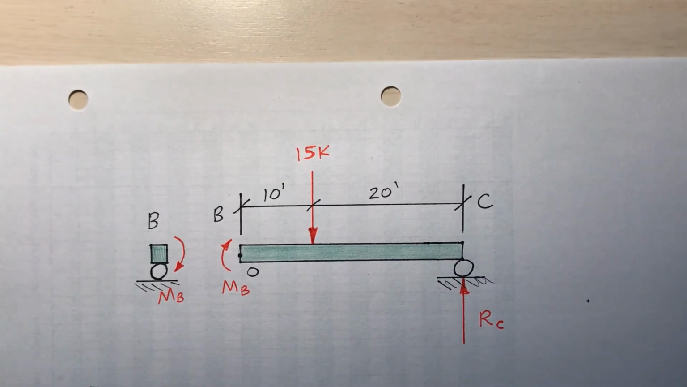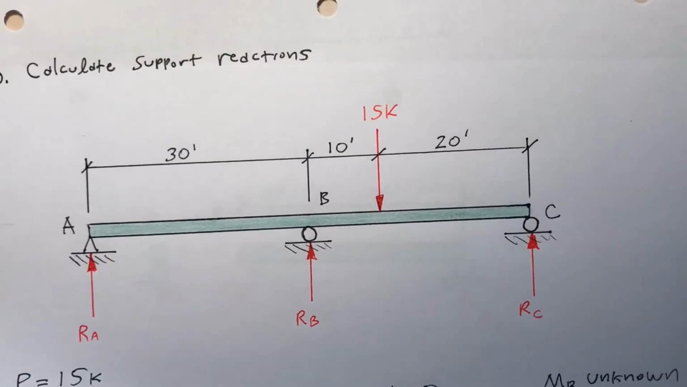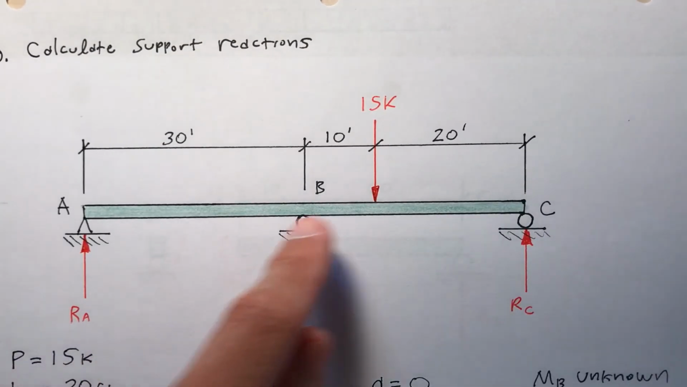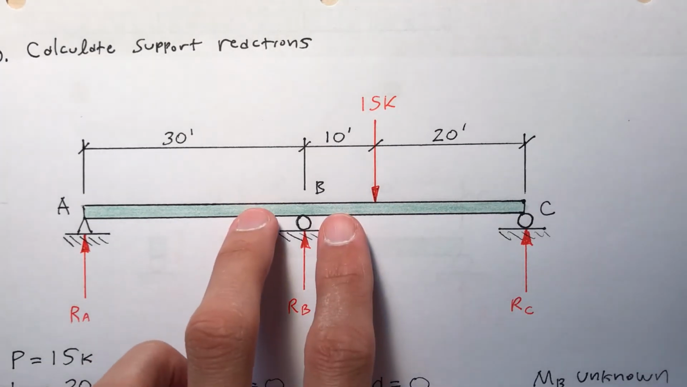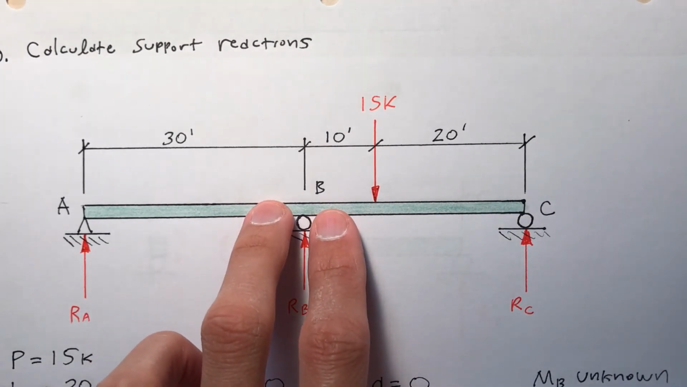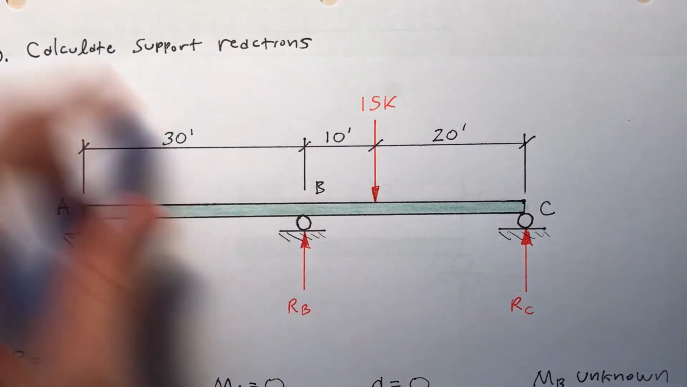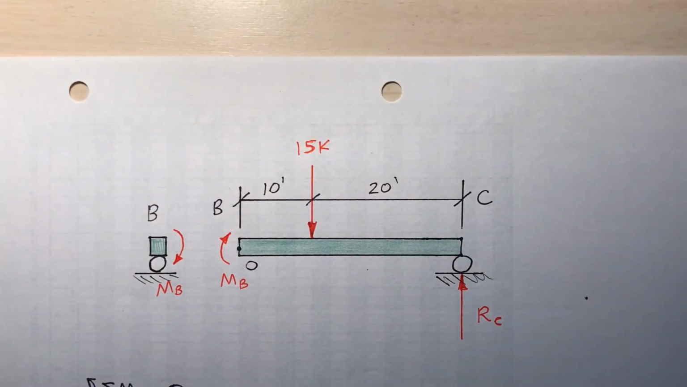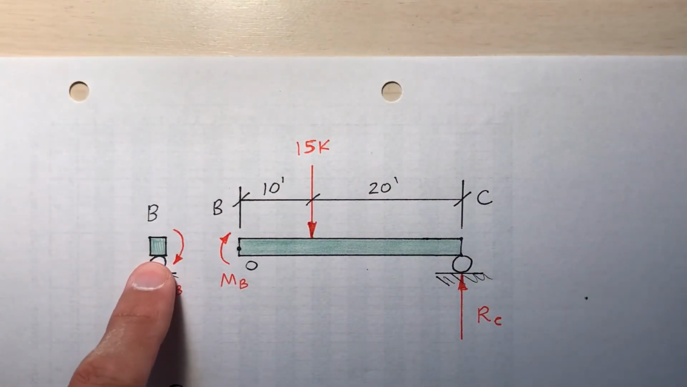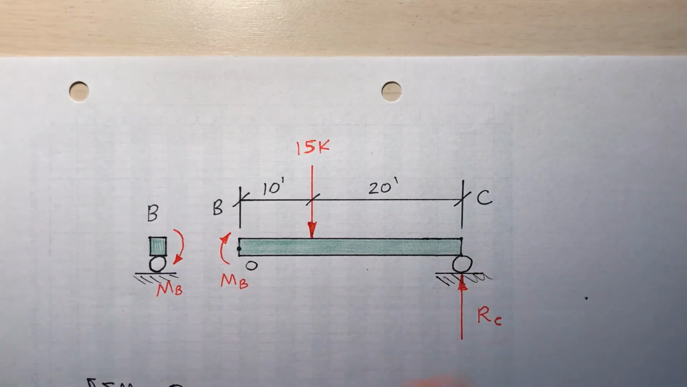So the span BC, where is that? Remember the original beam here. I'm analyzing the span BC. So analyze a little portion of the beam above point B, and then analyze segment BC. So that's what I'm doing here. I'm analyzing a tiny portion of the beam at B, and then I've got the rest of it, BC.